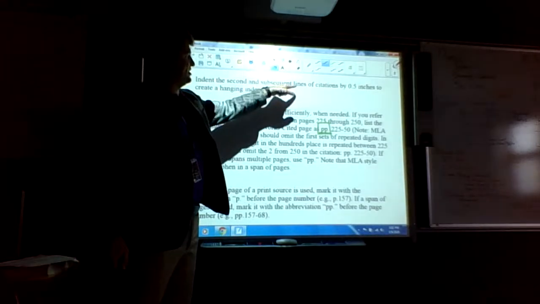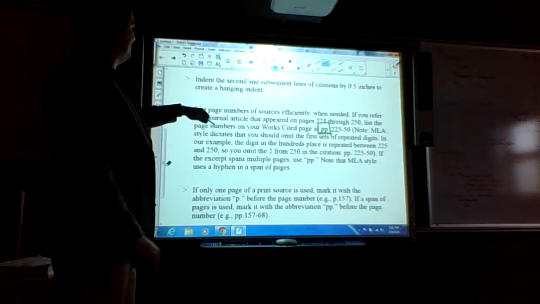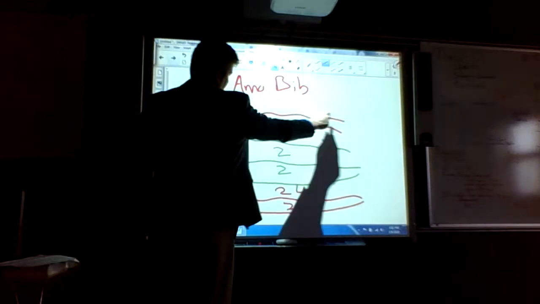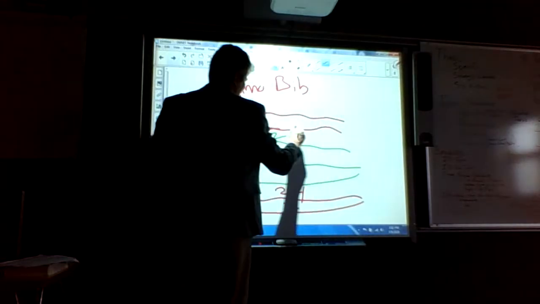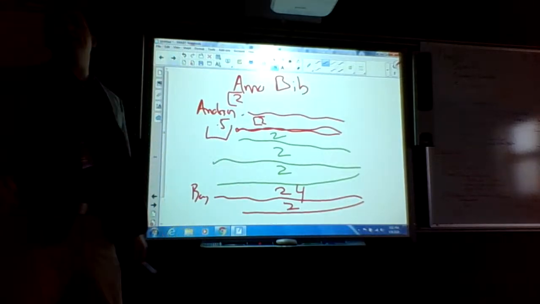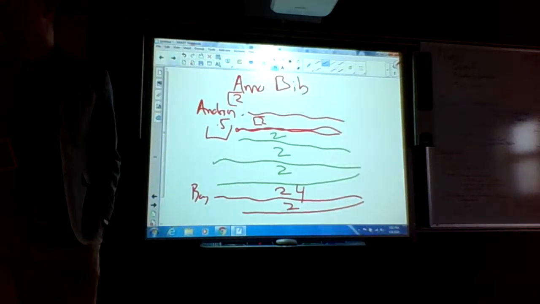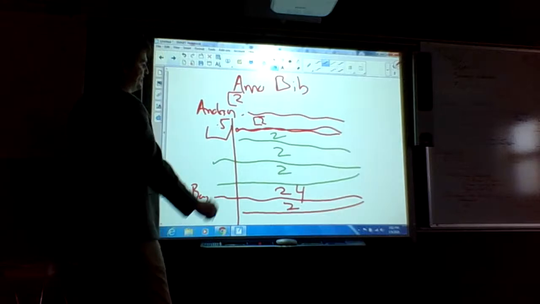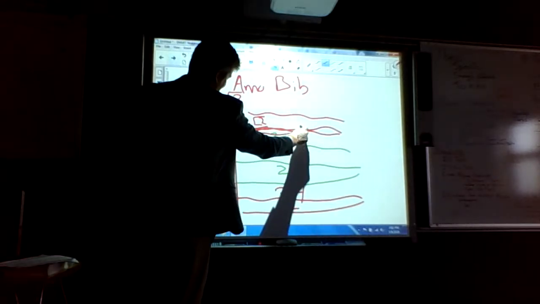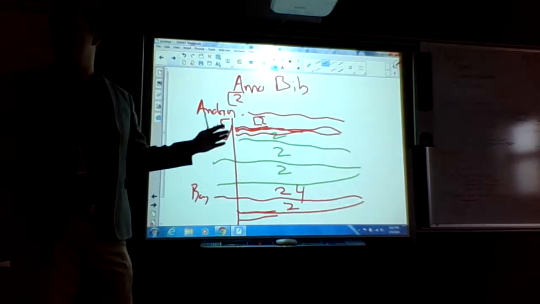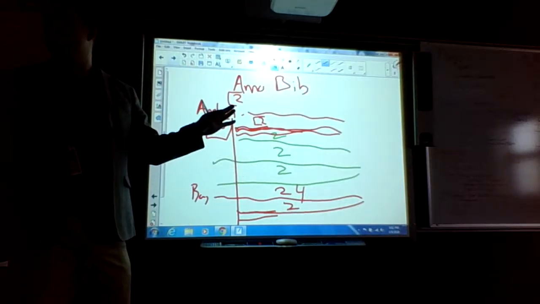Indent the second and subsequent lines of citations by 1/2 inch to create a hanging indent. That's this right here. So my citation, when it comes onto the second line, has to get indented, and this is 1/2 inch. Now, am I going to be sitting there with a ruler to make sure that you have a 1/2 inch? I am not. You just want to make sure that this is consistent. Wherever your second indent is, you just make sure that that's the same the whole way through, and you're fine. Make sense?